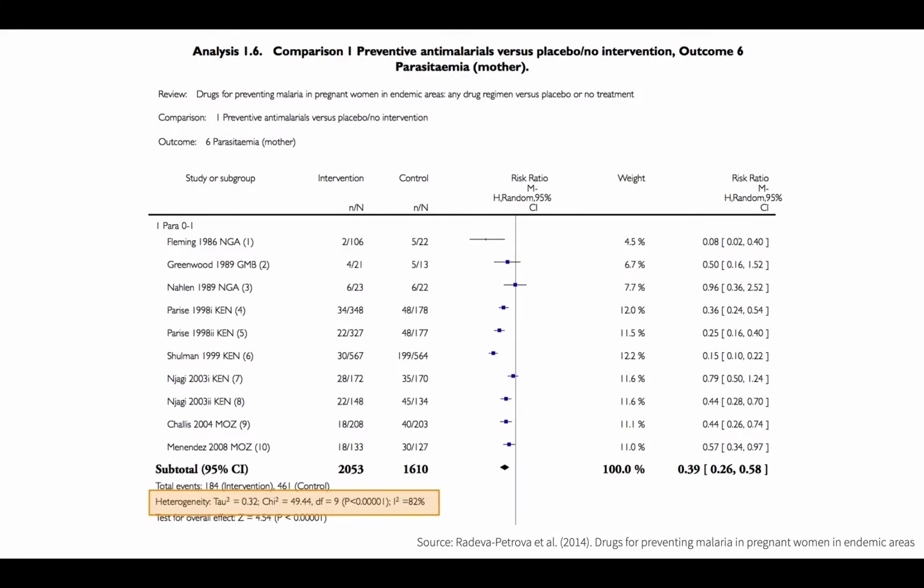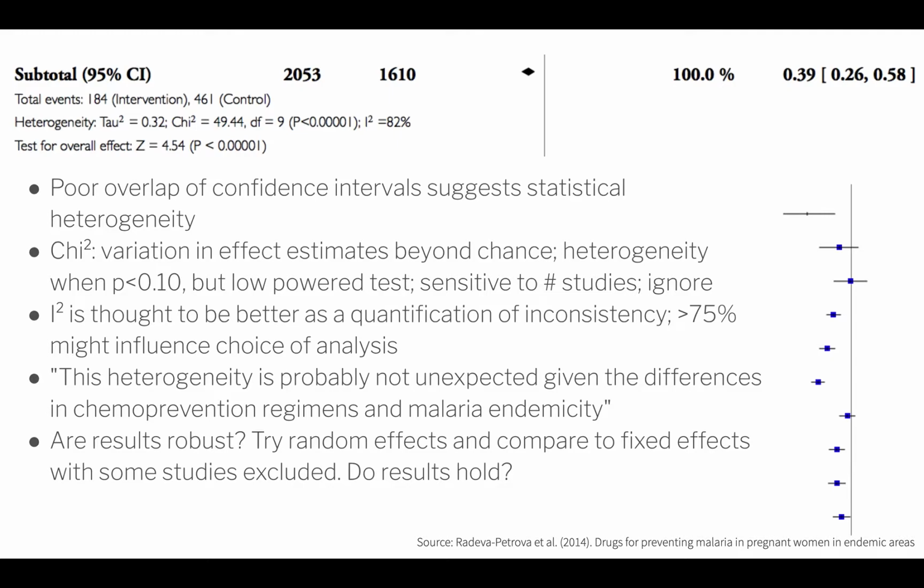Here's the forest plot again from our example. Look to the bottom for details about heterogeneity. A good recommendation is to look at the I-squared value as a measure of inconsistency. There's no hard cutoff, but studies with an I-squared value greater than 75% should probably address heterogeneity in the analysis. In this example, the authors concluded that the observed heterogeneity is expected given the real-world variation in malaria severity and treatment protocols.